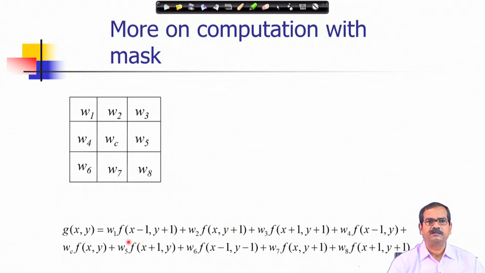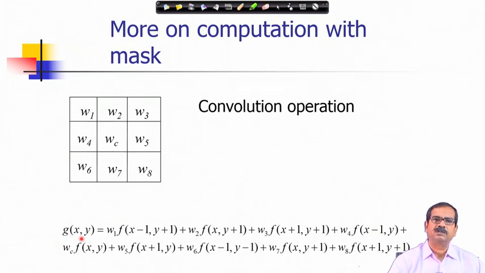So, we are considering the functional values at the corresponding locations, multiplying them by the weights, and taking the sum of all these values. That gives you the corresponding weighted sum, which will replace the functional value in the processed image. This computation is nothing but a convolution operation, where at every pixel you place this mask, compute these weighted sums, and then replace the functional value with this processed value.